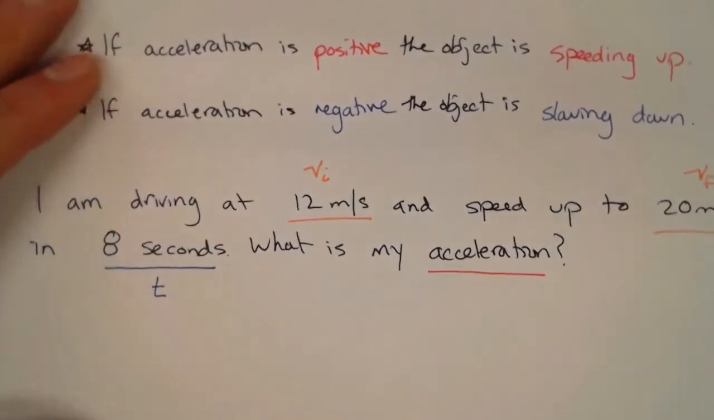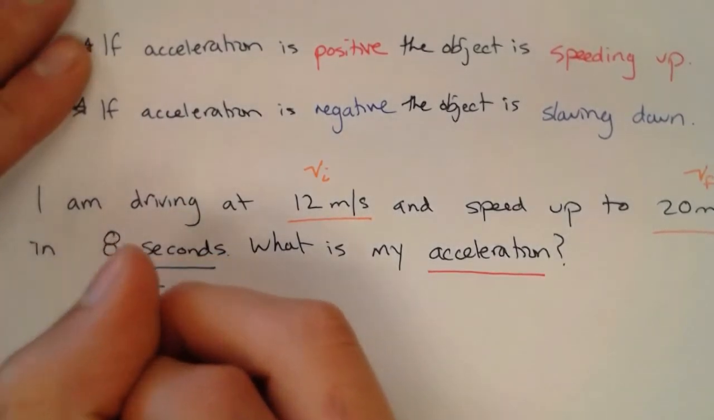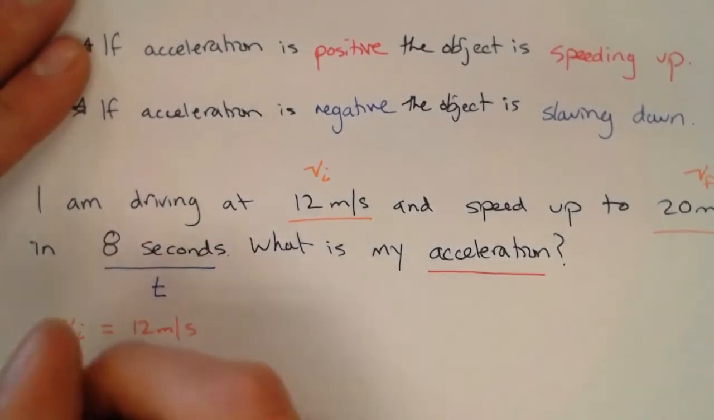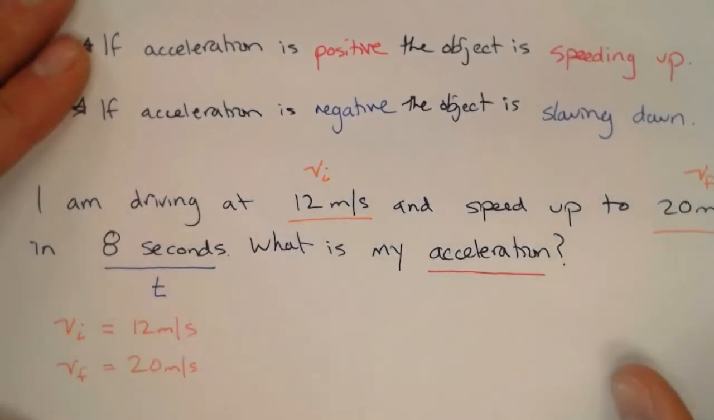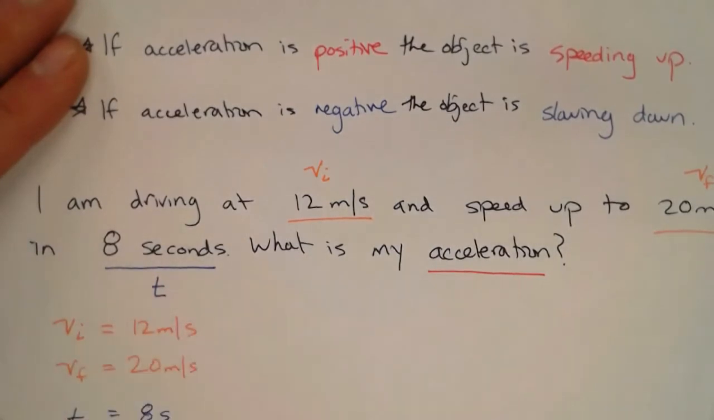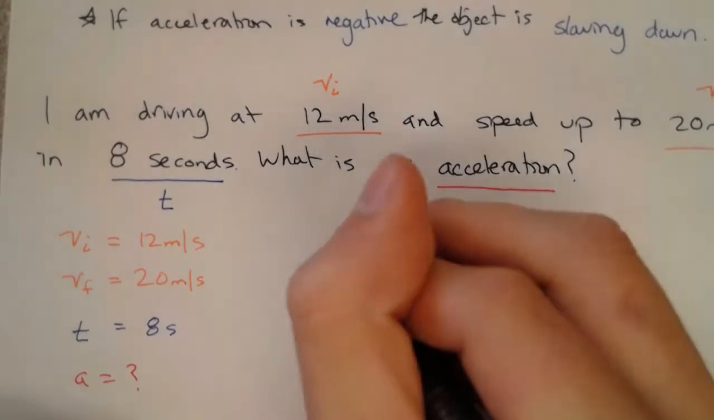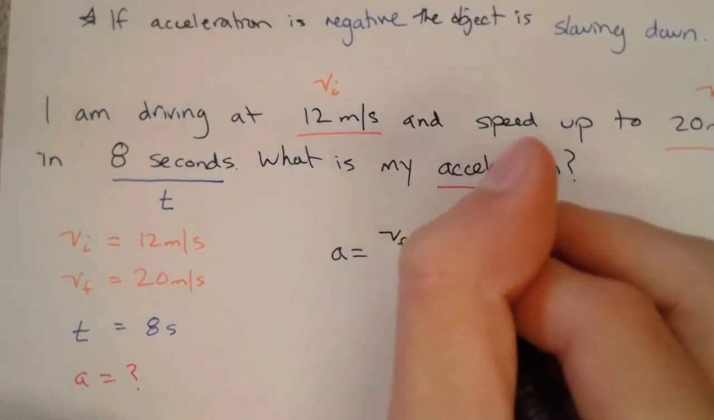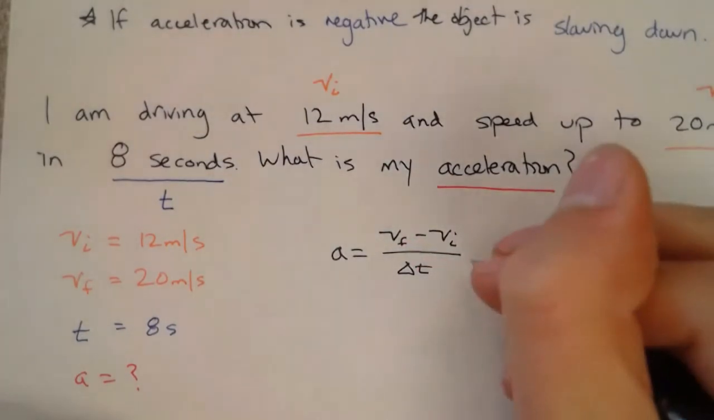Okay, now let's write down what it is that we know. So my V initial is equal to 12 meters per second. My V final is equal to 20 meters per second. My time is equal to 8 seconds. And my acceleration is what I don't know. So I'm going to use the equation that we went over at the beginning. Acceleration is equal to V final minus V initial divided by the change in time.